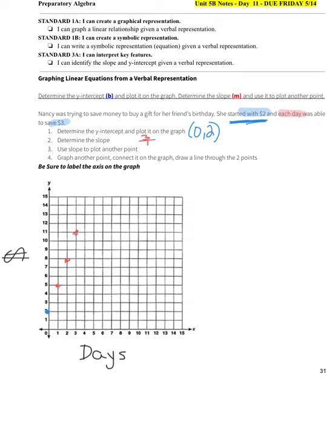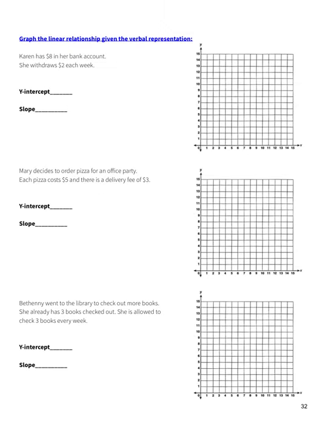All right, so the rate of change, what's happening over and over again? She's saving $3 per day. So now that I've labeled this, I have my points, I can go ahead and draw a line that represents the slope or rate of change. All right, I'm going to graph the linear relationship given this verbal representation, just what I did on the other side. I'll do one more example and then you do the last two on your own.